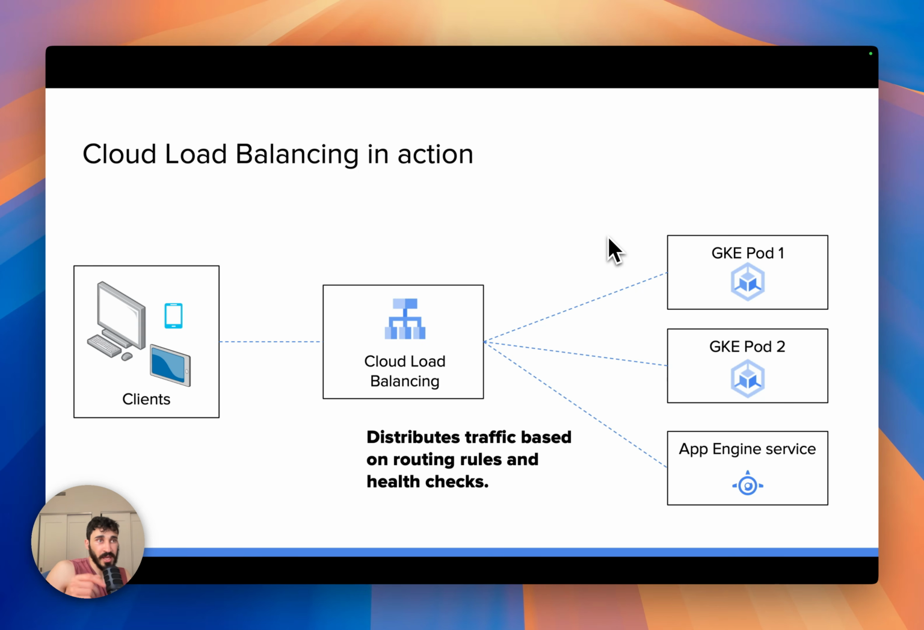And if a service becomes unhealthy, the load balancer stops sending it traffic, or it can redistribute the traffic to other parts of the backend. So with Cloud Load Balancing, you get that efficient distribution of traffic, so no single backend service gets overwhelmed. It stands in front of them and it routes those requests.